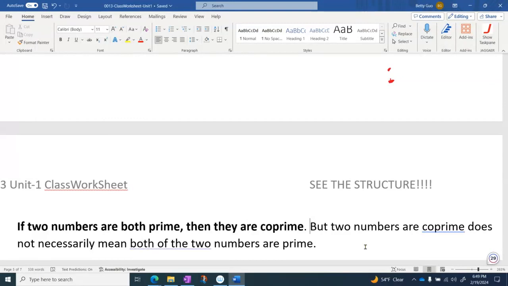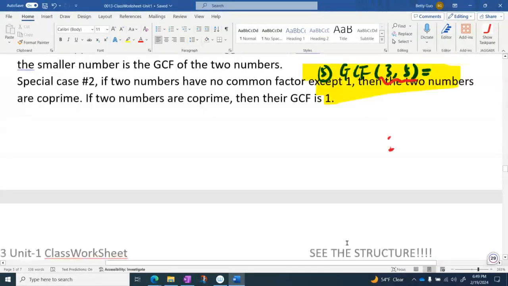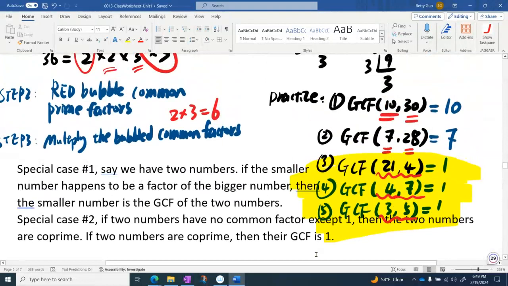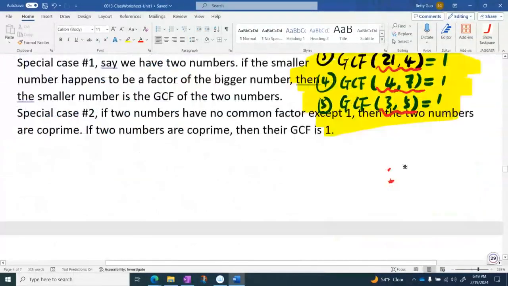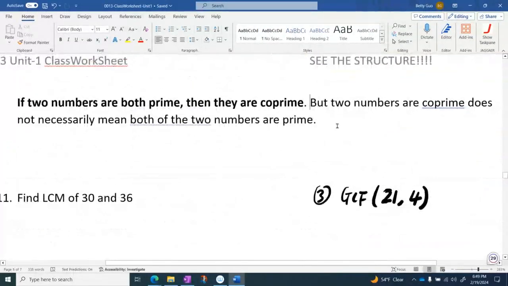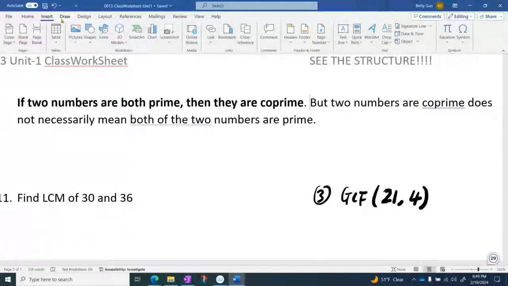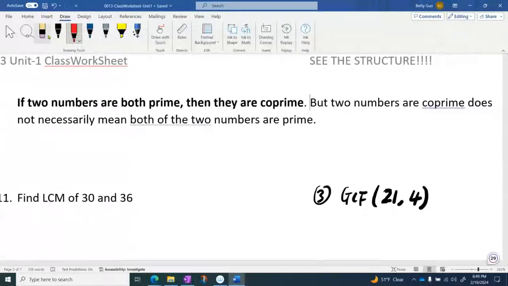If two numbers are coprime, we have those three cases. They could be both prime numbers like 3 and 5. One number could be prime and the other composite, like 4 and 7. Or they both could be composite, like 21 and 4. So the only reliable way to determine if two numbers are coprime or not is to use the process, to make sure they do not have any common prime factors.